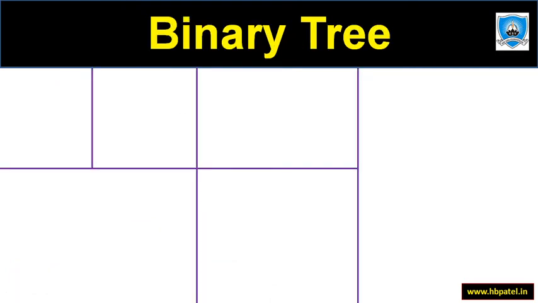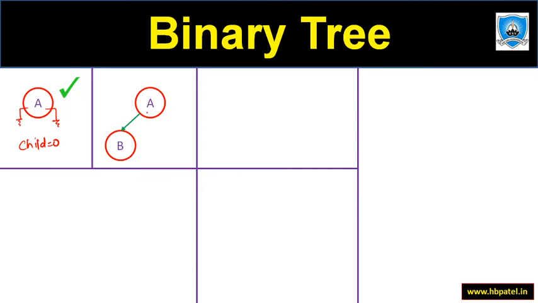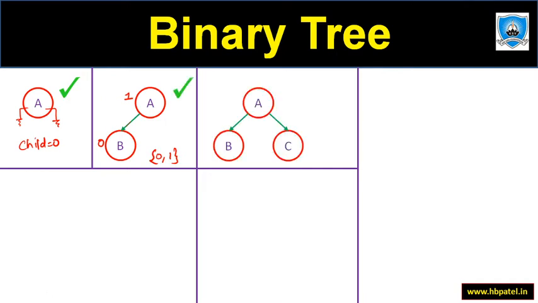Now let us see some binary trees. Can I call this a binary tree? Yes. Why? Because it does not have any child. A node's number of children can be either 0, 1 or 2. So if it is 0, yes, this is a binary tree. How about this? Can I call this a binary tree? In this case the number of children is 1, and in this case the number of children is 0. Whether it is 0 or 1, yes, we can call this a binary tree. Then in this one, can I call this a binary tree? For A the number of children is 2, but for B and C there is no child. Whether it is 0, 1 or 2, it's a binary tree.